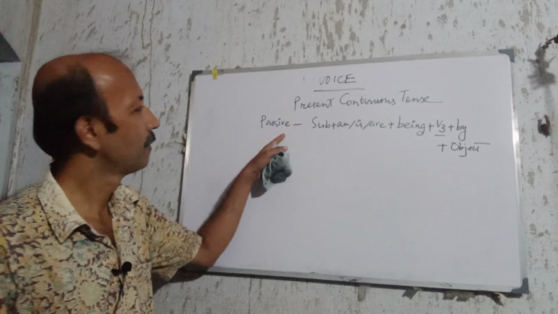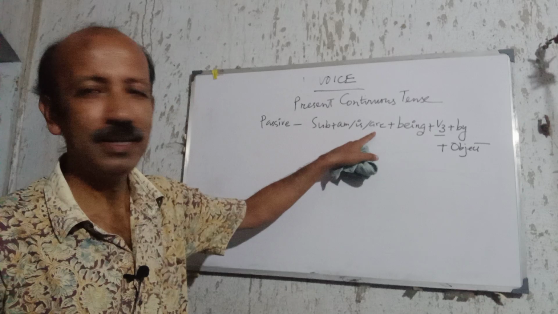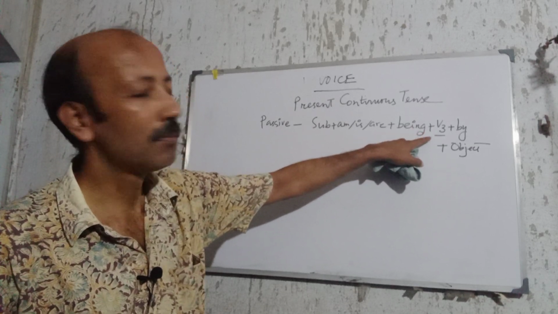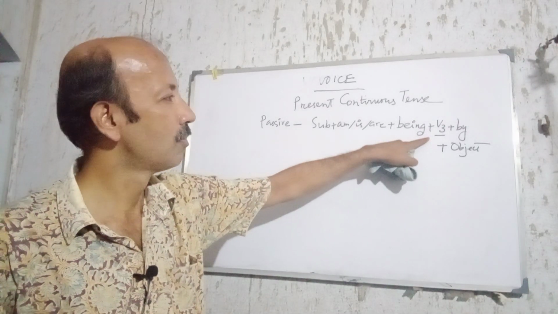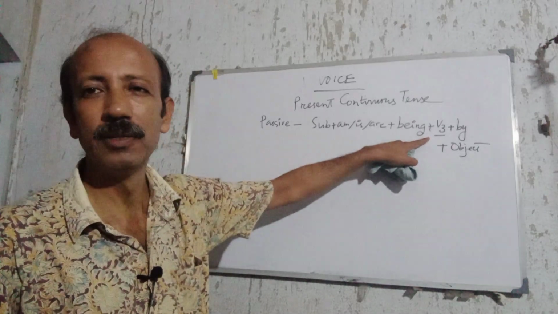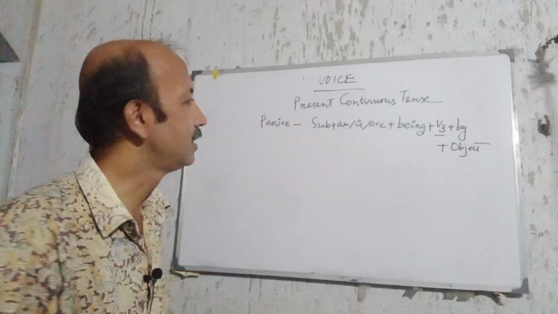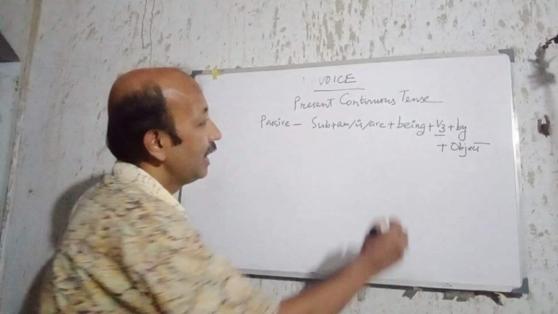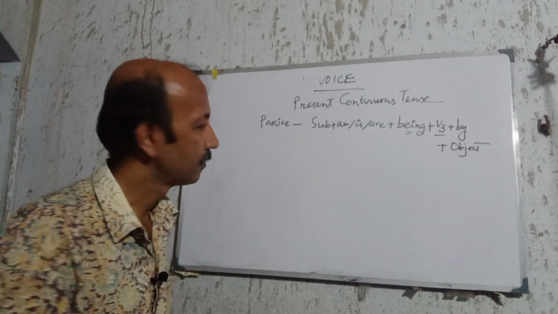I repeat, subject, according to the subject, am, is, are. After that, being, then the verb in the past participle form. The main verb past participle form must be written, otherwise it will be wrong. Then the verb, and after the verb, the object is written. Just keep in mind, being is the sign of continuous tense.